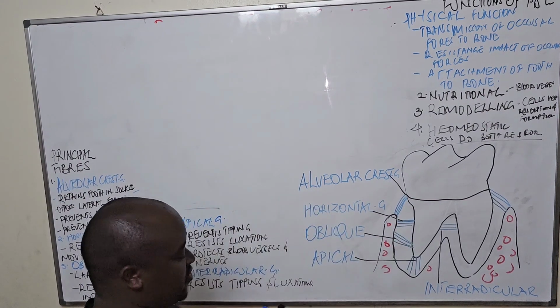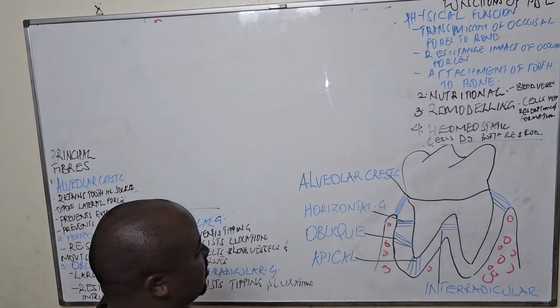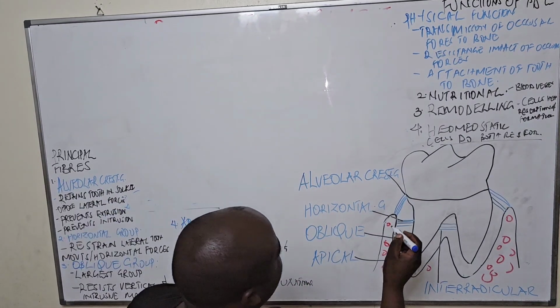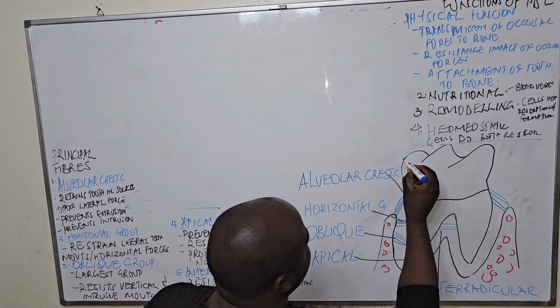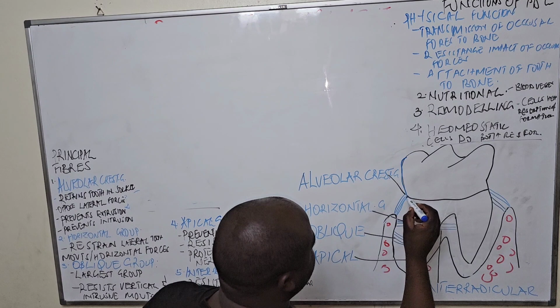So these fibers connect from the alveolar bone up to this cemento-enamel junction.